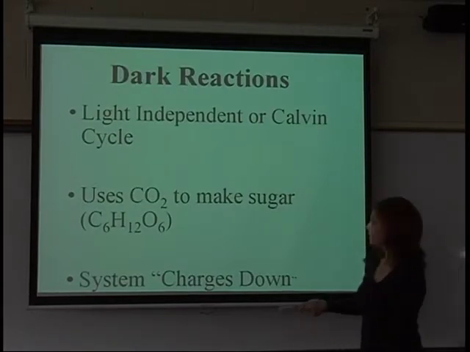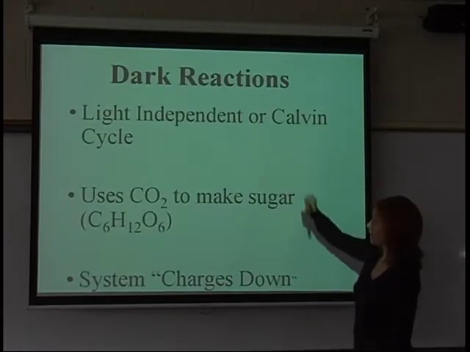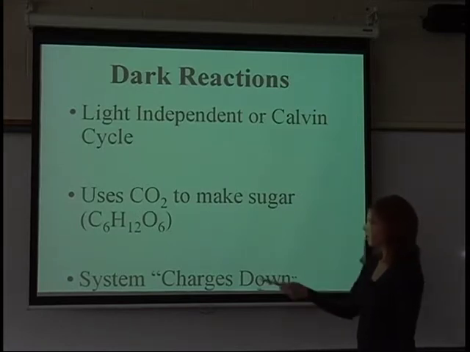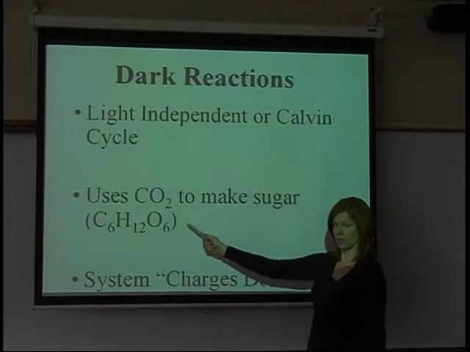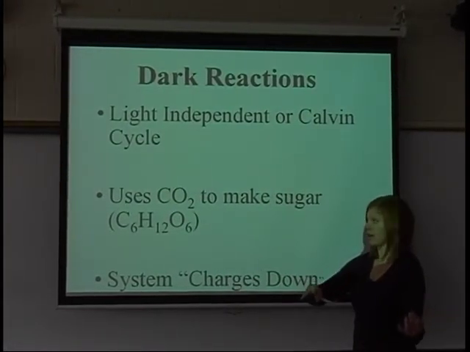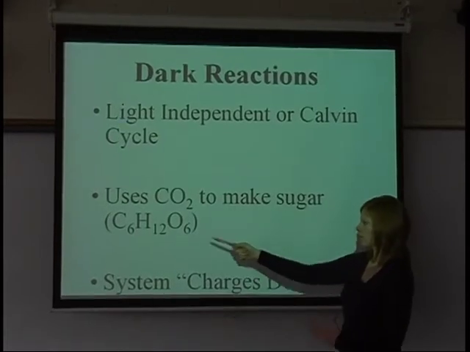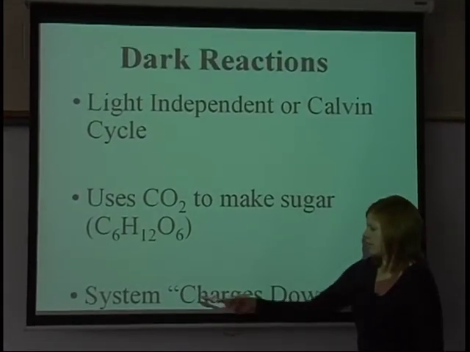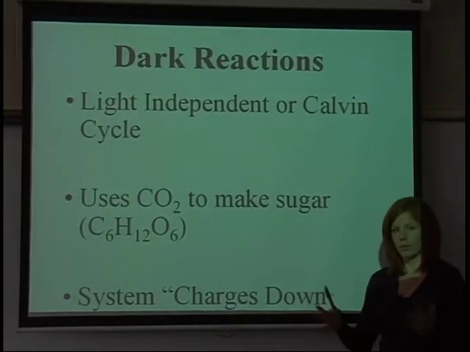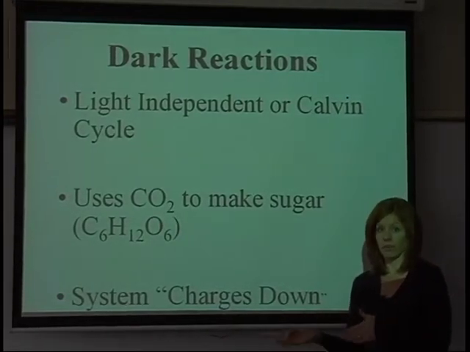The dark reactions are sometimes also called the Calvin cycle. Basically what you have going on here is where the sugar or glucose is actually being made. So they're using the ATP from the light reactions to make the sugar or glucose. And then eventually the system charges down. But the overall reaction is that the plant is using the sunlight to make sugar or glucose.